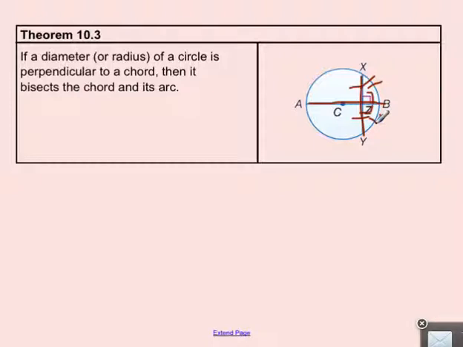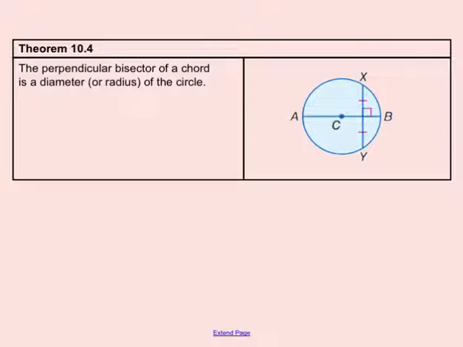But in order for this to be true, we have to have that perpendicular angle. We can't just have them crossing any way, shape, or form. It has to be perpendicular in order for it to bisect. Remember that bisect means to cut it into 2. Let's take a look at theorem 10.4. The perpendicular bisector of a chord is a diameter or a radius of a circle. So that's kind of like the reverse.